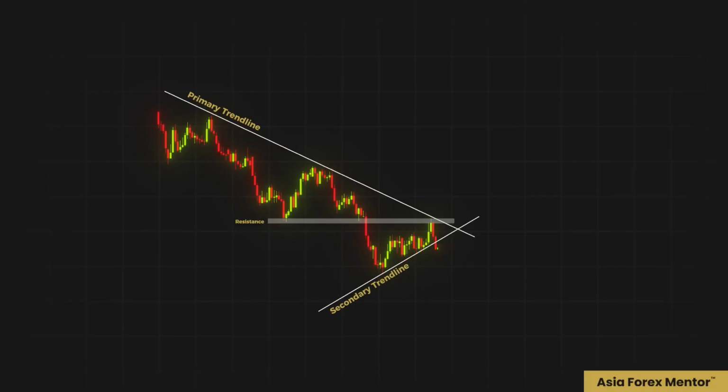When price breaks that short-term trend line, now this is your confirmation. The secondary move that is heading up is now over. The primary trend, the main trend, is now resuming. That break itself is your entry signal.